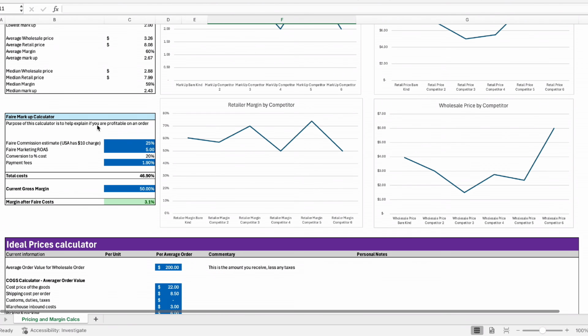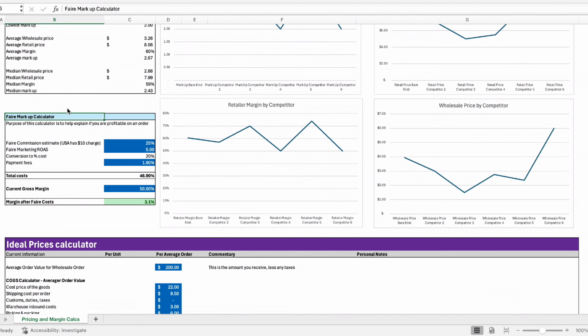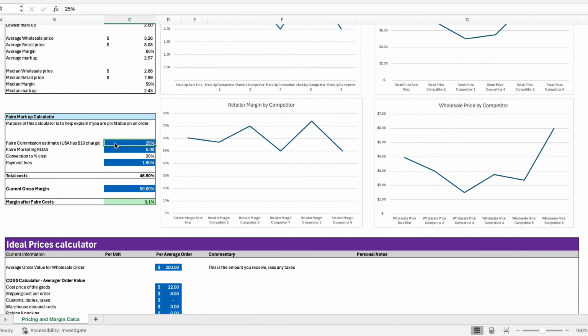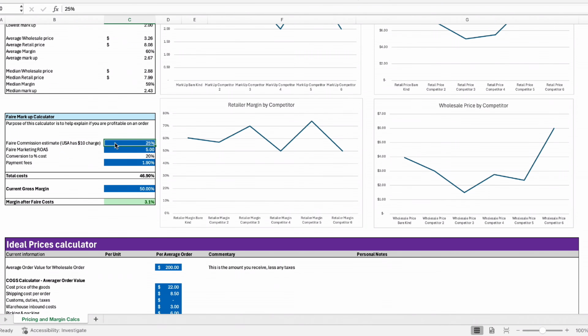Now, I'll scroll up a little bit here because you will have seen the Faire markup calculator. What this Faire markup calculator is going to show you is there are massive costs involved with working with Faire, and they do a lot of work to find you these products. I've still yet to find a business that is successful on Faire that doesn't do anything other than just get into it and get excited by all of the new things that Faire is bringing out. So let's take commission, for example, at 25% plus $10 for US businesses. So you need to make sure you're considering that as well.